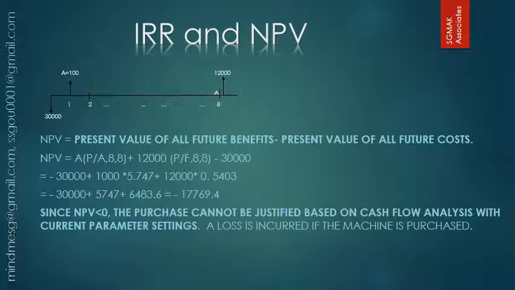The net present value comes out to be negative $17,769.40. That means your net present value of cost is more than the net present value of benefits, making the net present value less than 0. Since the net present value is less than 0, you cannot justify the purchase. You don't recover the cost. You incur a loss if you purchase the machine based on the current parameters.